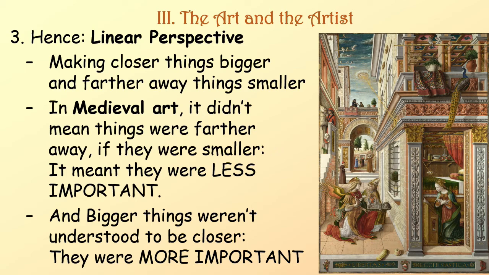See, in medieval art, it didn't mean things were further away if they were smaller in a picture. It meant that they were less important. And bigger things weren't understood to be closer. They were understood to be more important.